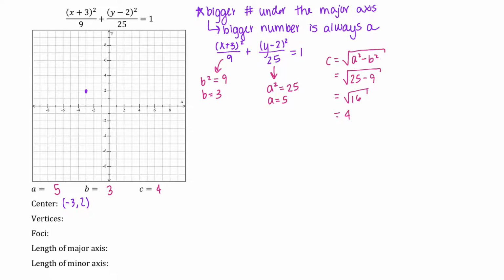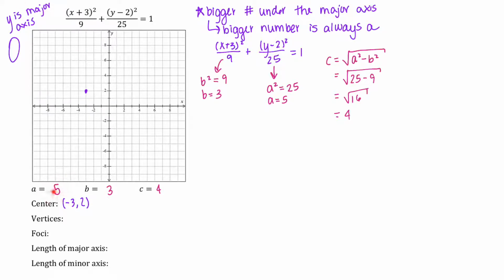Now, because the bigger number was underneath y, we know that y is the major axis. I don't have a place for that. Major axis. We probably should have a place for that. Y is the major axis here, which means that we are going to be looking at tall and skinny as opposed to short and wide. And that also means that the a value is telling us that we need to go up and down from there to figure out where to plot our vertices, because the y is the major axis.